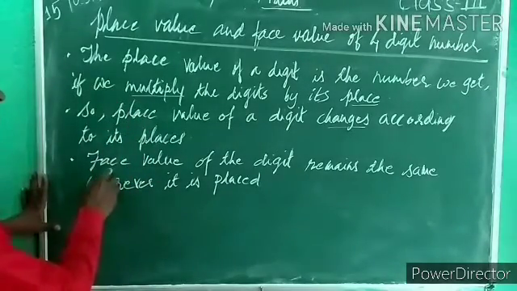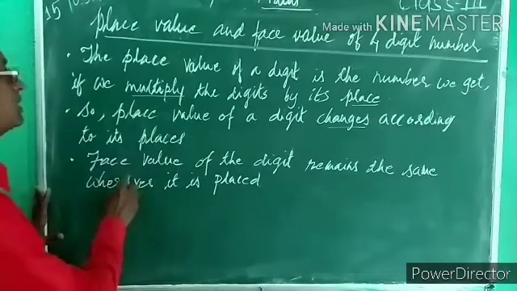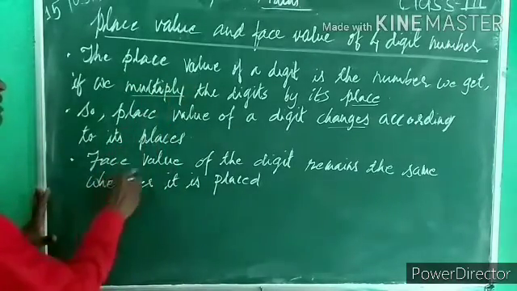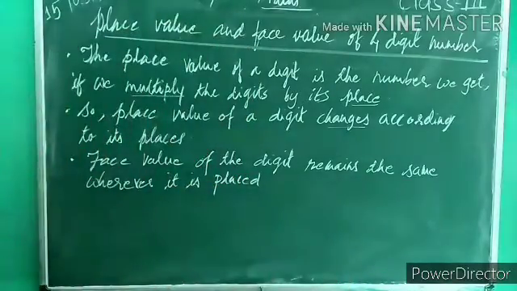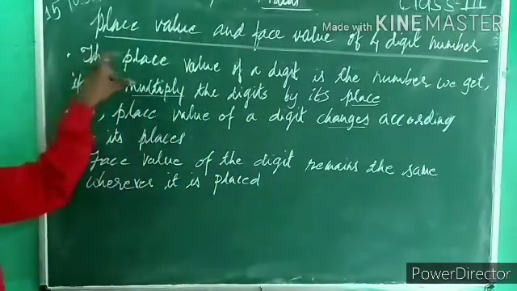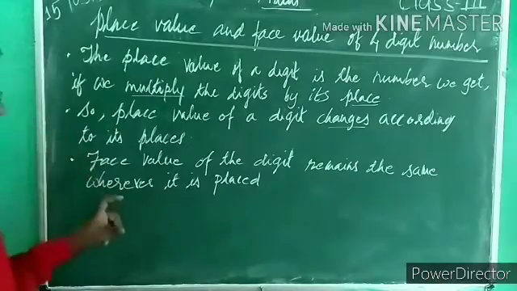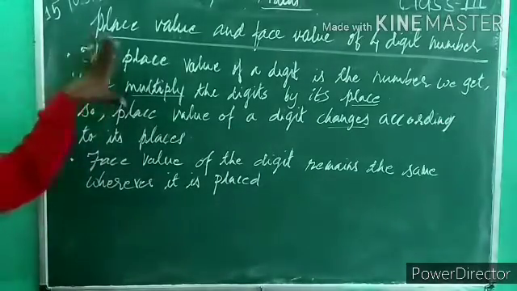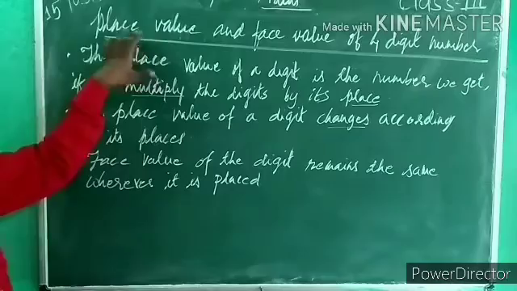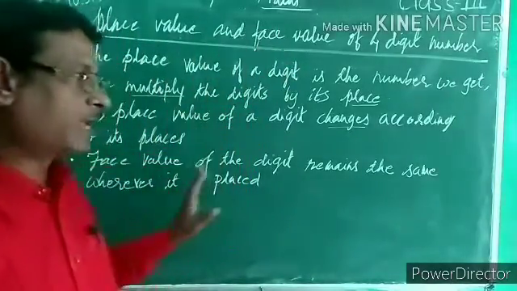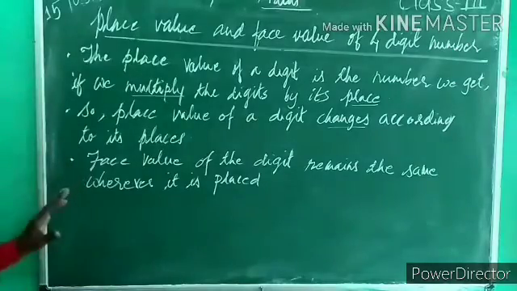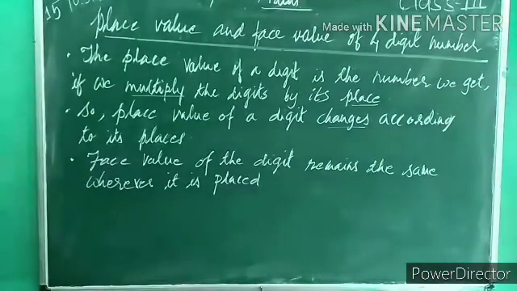And third point, face value of the digit. Face value and place value are both different. Face value of the digit remains the same wherever it is placed. Place value changes, but face value does not change. Keep in mind the difference between place value and face value. Place value changes according to its place, but face value remains the same wherever it is placed. So note down these 3 points in your notebook.